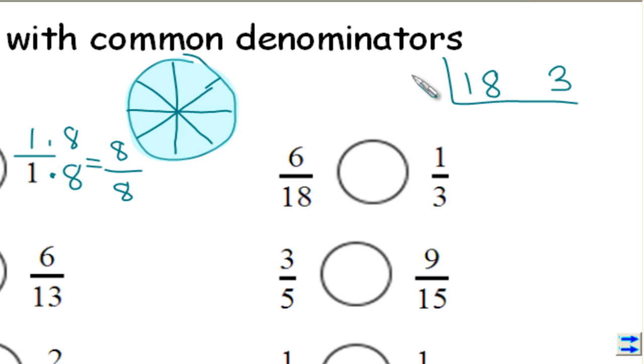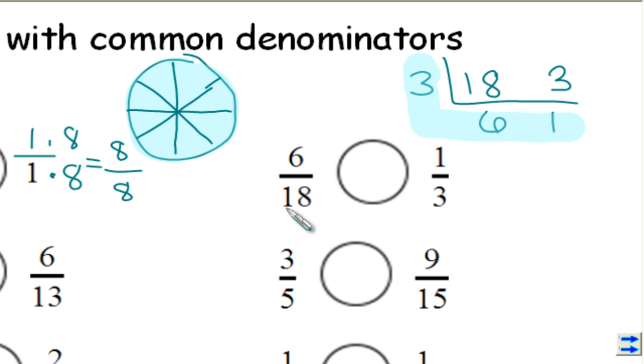A 3. What's 18 divided by 3? 6. What's 3 divided by 3? 1. Can I pull anything else out right here? No, you can't pull anything out of 6 and 1. So we're going to make our L and multiply. What's 3 times 6? 18. What's 18 times 1? 18. So we need to change both of our denominators to 18.